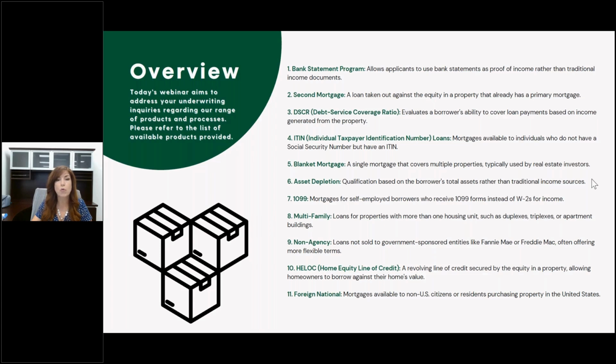So we are qualifying the property based on the DSCR ratio. And there is a minimum required DSCR on that one, it's 1% or 100% for each individual property and 1.2 overall. So that's for the commercial or for the blanket loan.